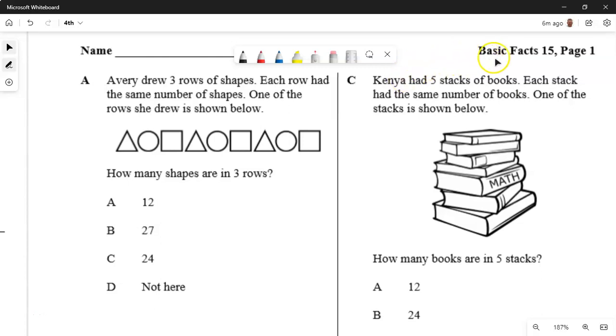Okay, we're going to work on the basic facts 15, the guided part of it, the ones with letters. Go ahead and follow with me and work on your paper while you listen to the video.